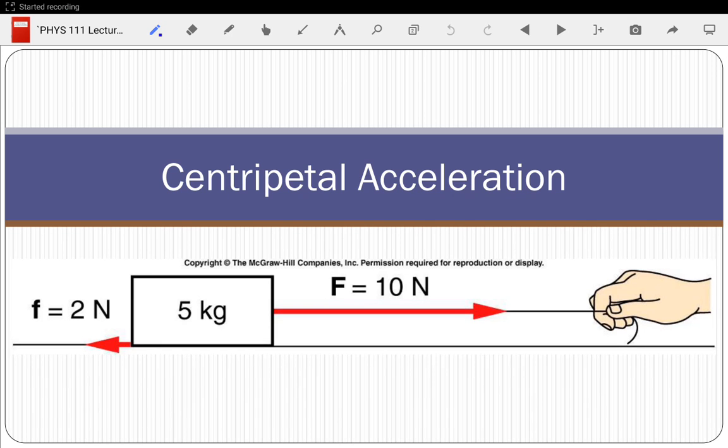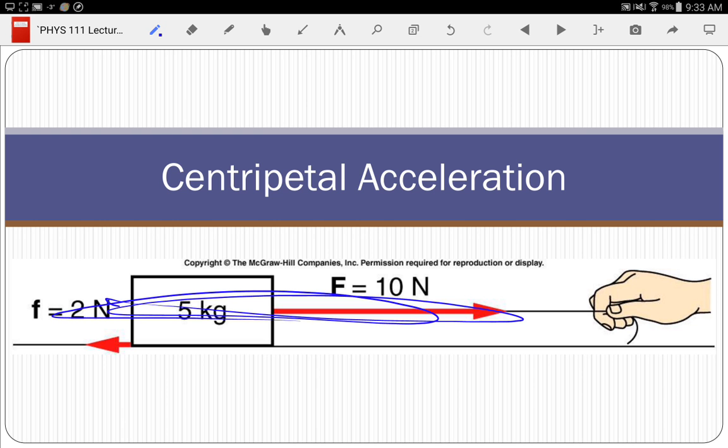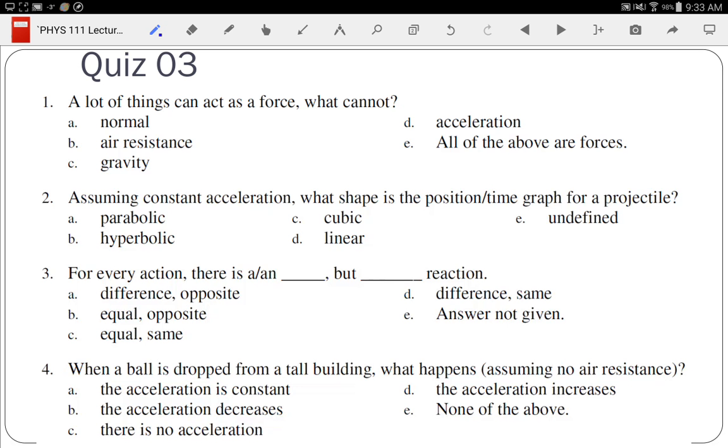By the way, centripetal acceleration, correct. That picture, incorrect. I forgot to update the picture. So let's go over the questions.